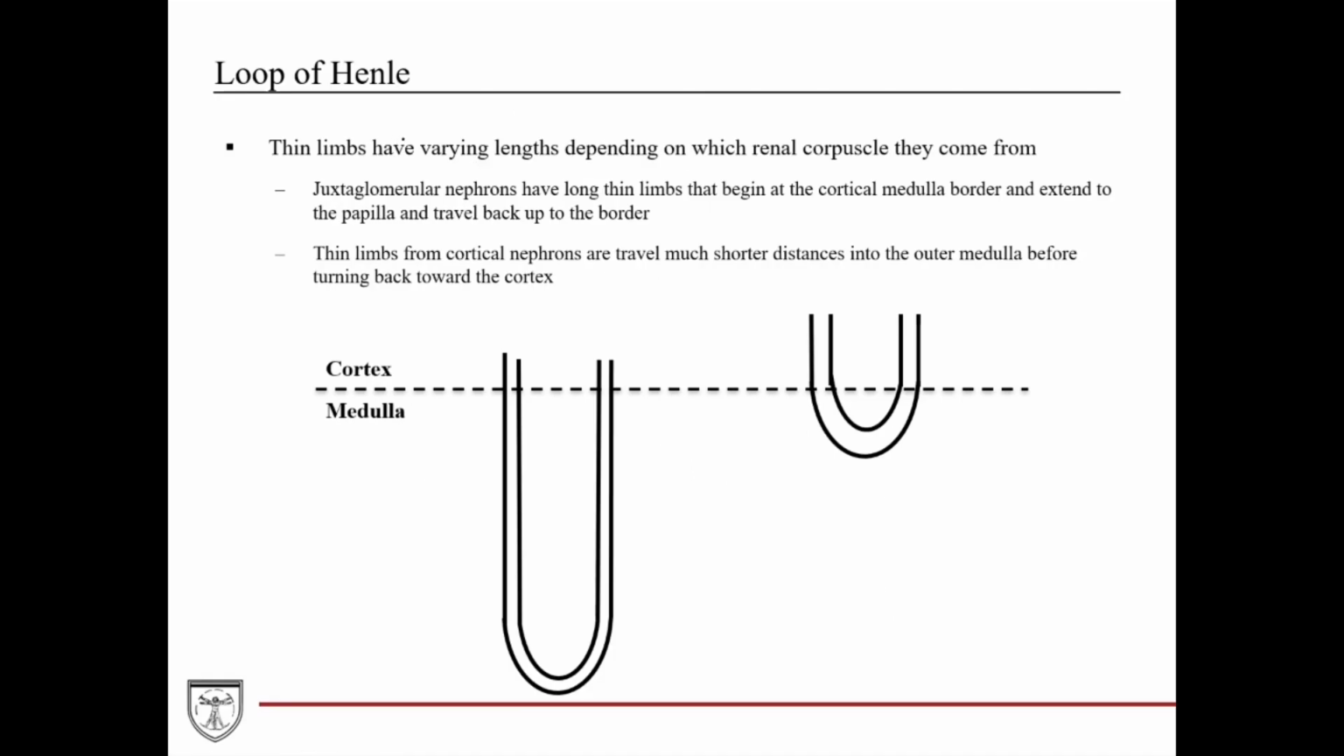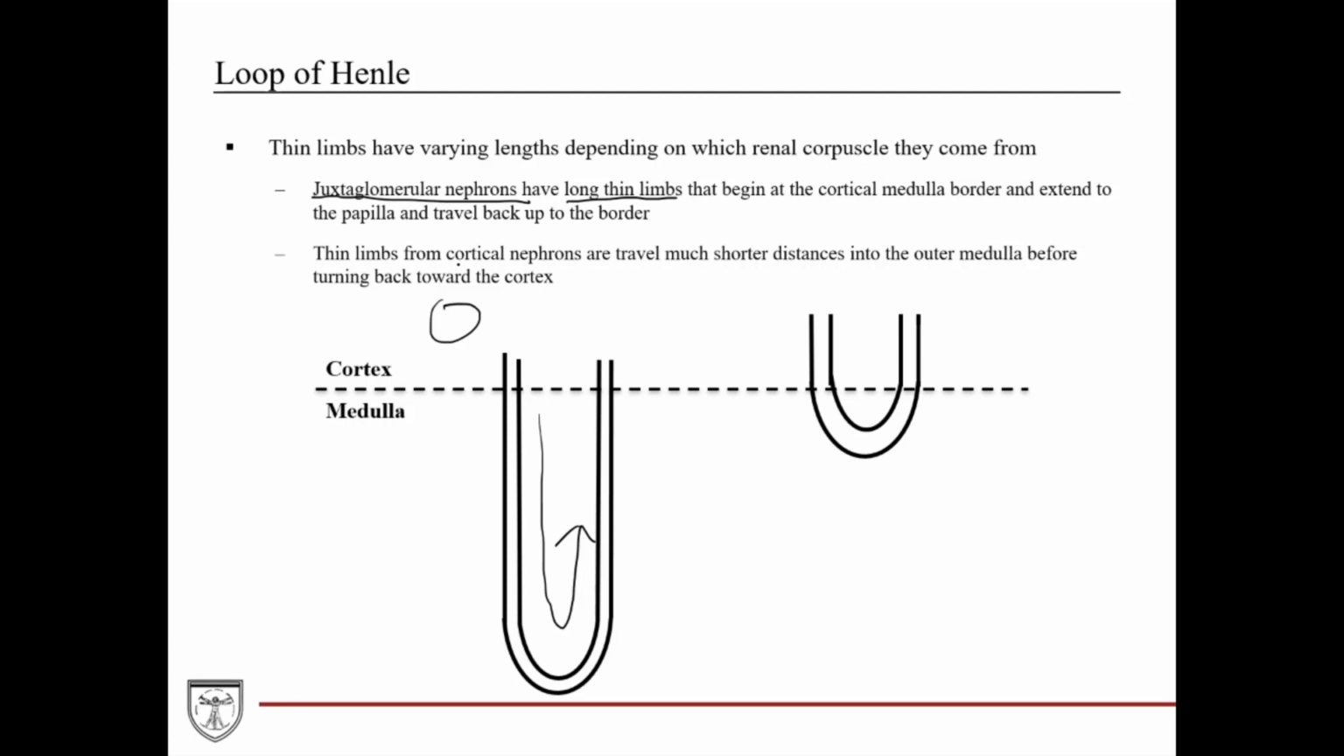The other thing I'll point out here is, depending on the location of the renal corpuscle, which would define what nephron it is, whether it's a cortical nephron or a juxtamedullary nephron, the thin limbs for the loop of Henle have varying lengths. And so for juxtaglomerular nephrons, their corpuscles are going to be found more so at the border here of the cortex and the medulla, they have very long thin limbs, as you can see here, that begin at the cortical medullary border, which you see here, and then they extend all the way down to the papilla of the medullary pyramid, and then they travel back up to the border here.